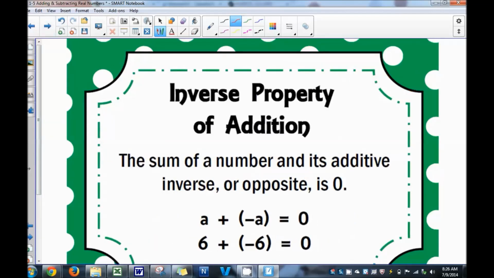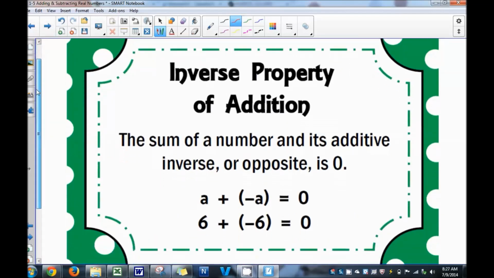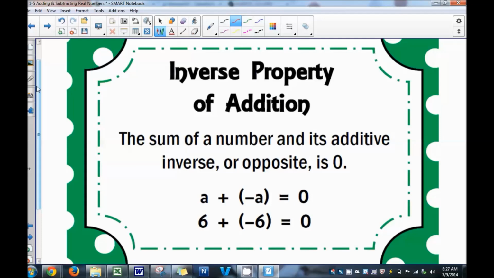So the inverse property of addition says the sum of a number and its additive inverse, or opposite, is 0. You'll hear subtracting integers explained a lot of times as adding the inverse, and you'll see that in the next slide. So a plus -a is 0. 6 plus -6 is 0. Very similar to what you just saw.